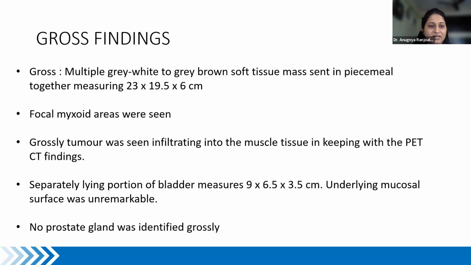On gross finding, the surgeon told me that they could not remove the tumor en masse, and while they were operating, it was broken into bits and pieces. That's why we got it in piecemeal, measuring around 23 centimeters in greatest dimension. Grossly, I could see some focal myxoid areas. I could clearly see that they were infiltrating into the muscle bits, which was in keeping with the PET-CT findings. However, I could not identify any prostate gland separately.